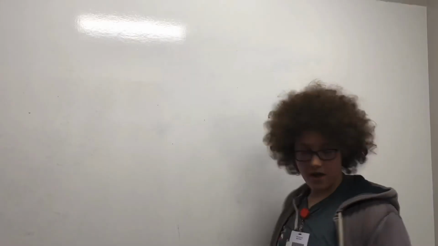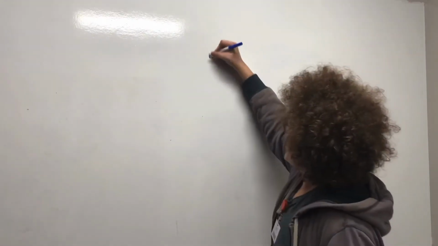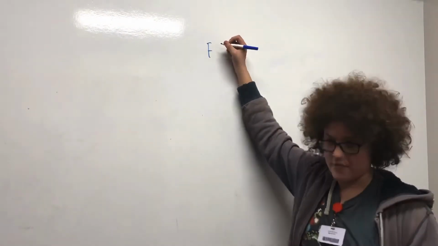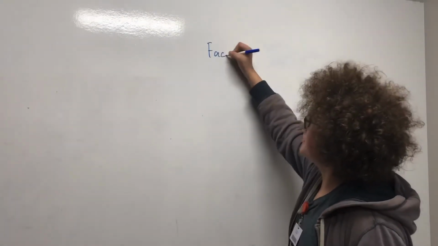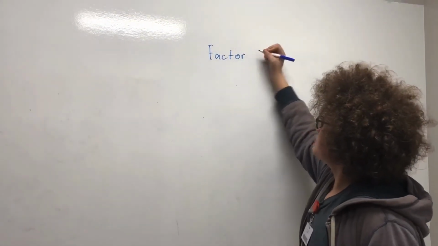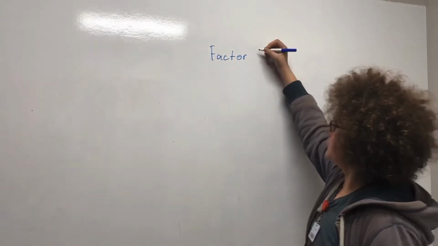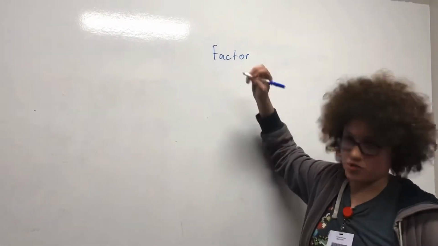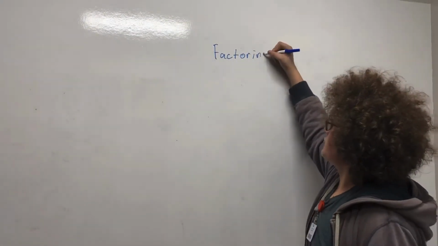Sir, how is this different from factoring? That's a great question. Factoring gives you the factors of the equation, which are the two things that you multiply to get your quadratic, while the quadratic formula gives you the solutions, or the x-intercepts of your quadratic.